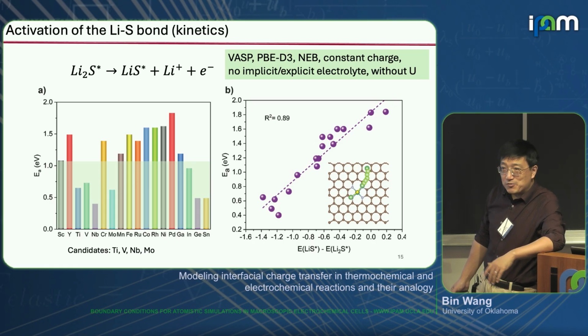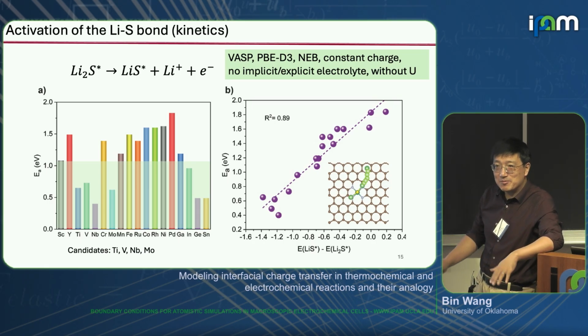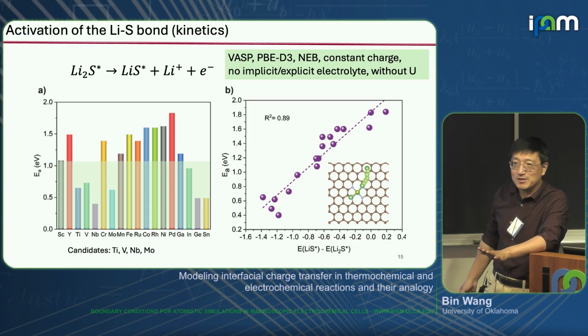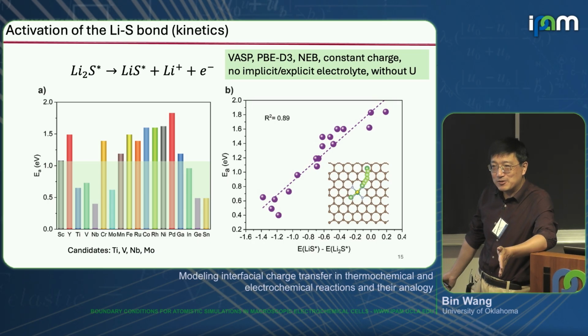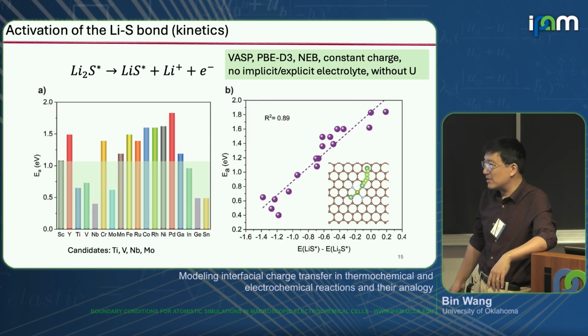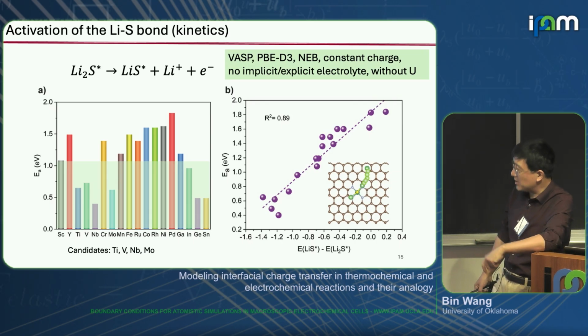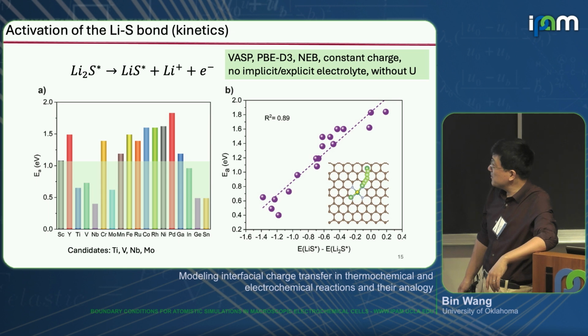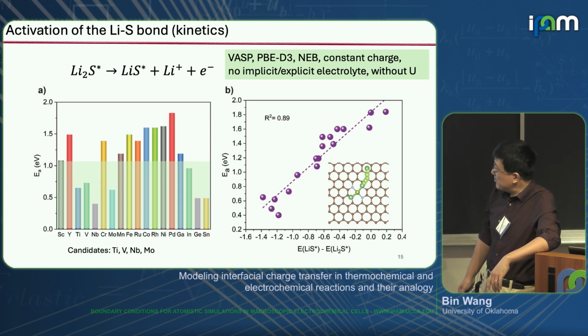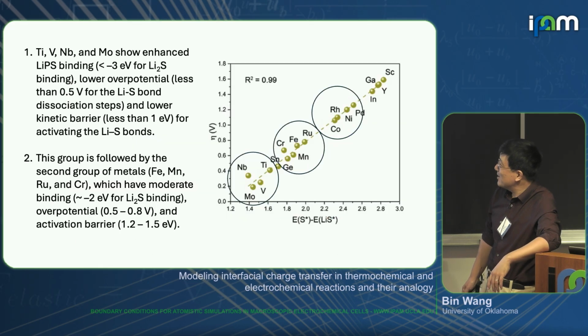So we did this work, in fact, during the pandemic time. We had plenty of time to do something, but we never published it because the model is just so simplified. We're just doing a constant charge approximation without putting any electropotential into it. We treat the electrolyte in a very simplified way. Even the active site was very simplified. So we only got it published recently, once we had some experiments to verify it.